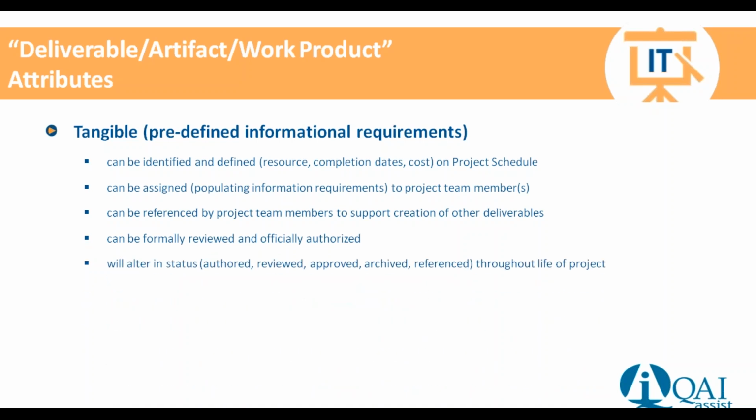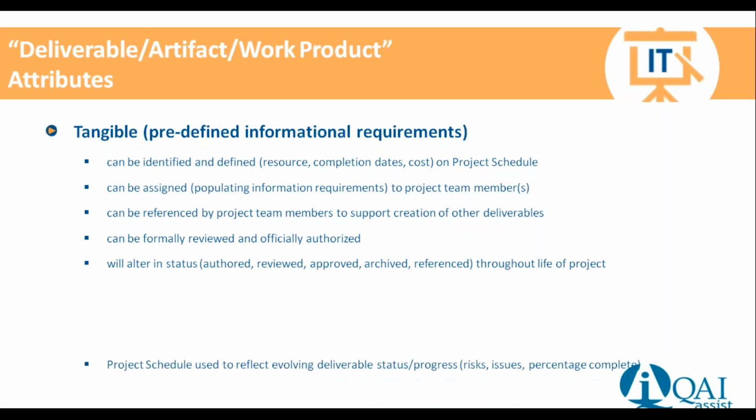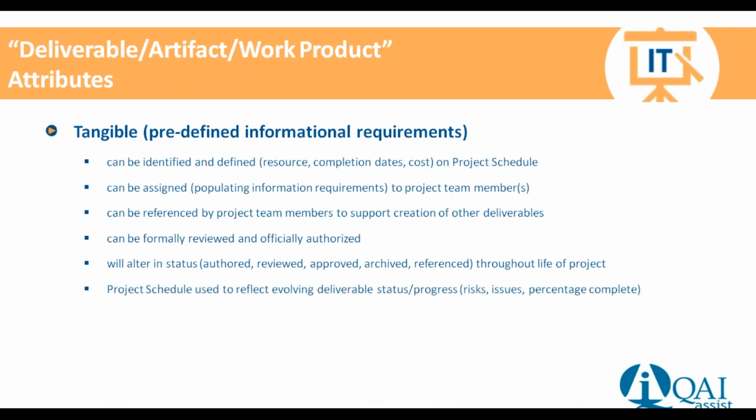And it's going to alter in status as it goes through its own life cycle. The deliverable will go through its own life cycle, being authored, being reviewed, being approved, being archived, being referenced throughout the life of the project. It's going to be reflected on the project schedule, and the status is going to be taken against the completion rate of where that is. Any issues and any percentage of completion will be tracked on the project schedule.